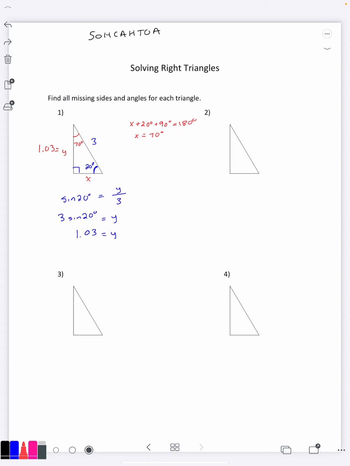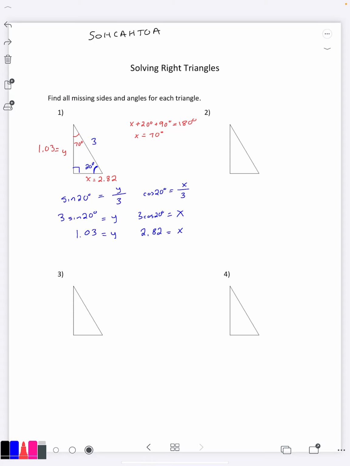And I can do the same thing to find the x. So instead of using sine, though, I can use cosine of 20 is adjacent x over hypotenuse 3, multiplied by 3. And we get 3 cosine 20 degrees. This time I get 2.82, once again rounding. And now I have all missing sides and all missing angles.